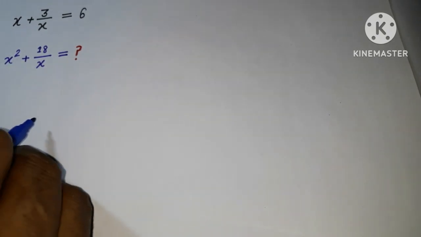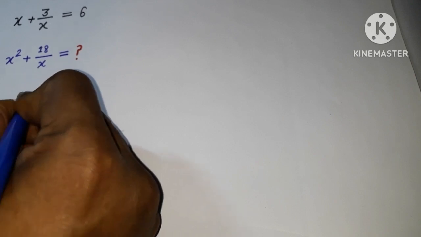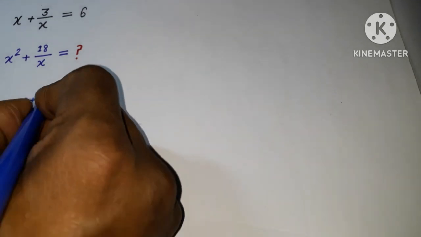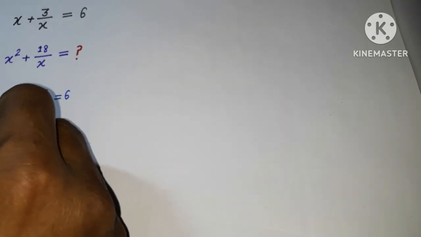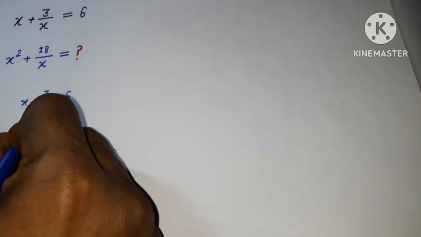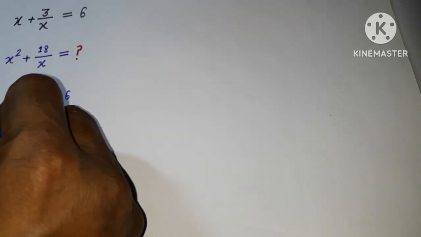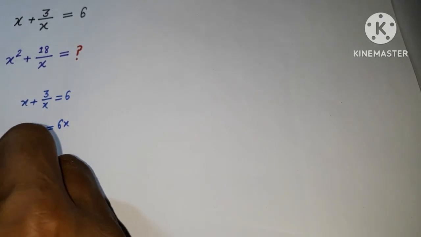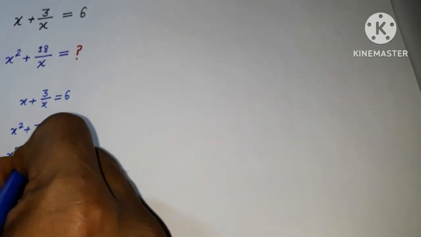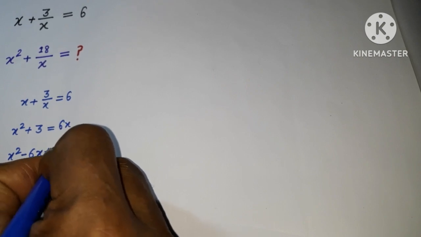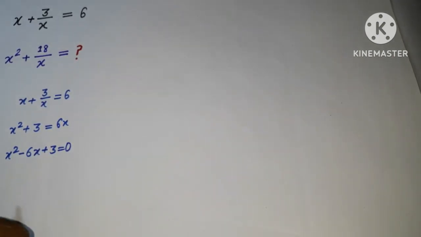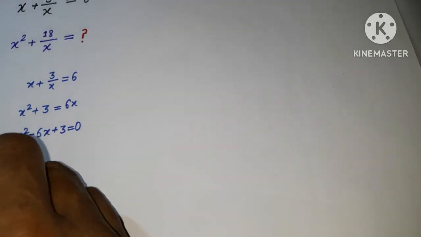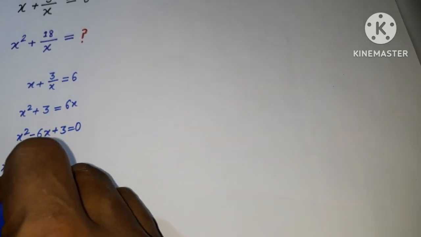So we can write here x plus 3 upon x is equal to 6. This can be written as x square plus 3, and this x is going to multiply with 6, so it is 6x. And here x square minus 6x plus 3 is equal to 0. Now it is a quadratic equation, so I can get the value for x in this way.